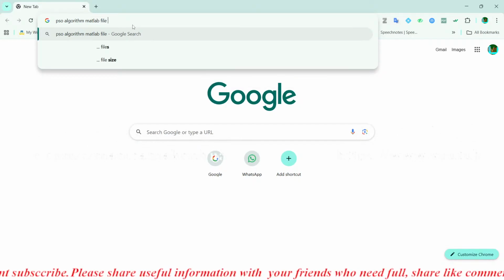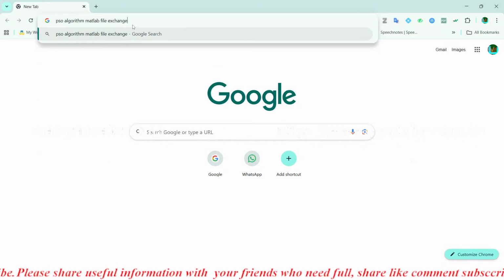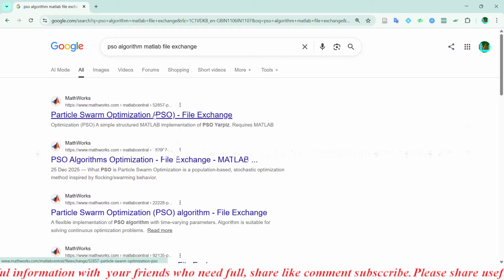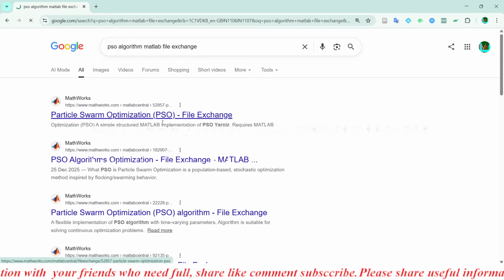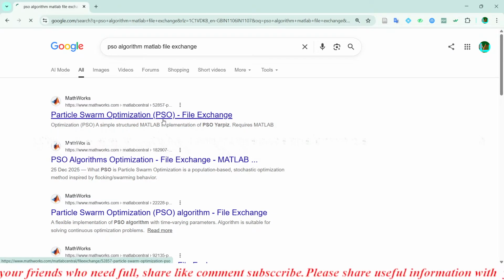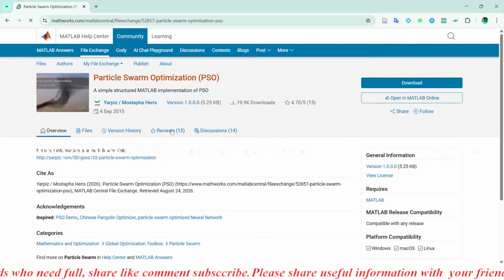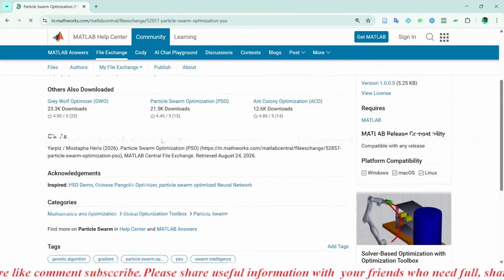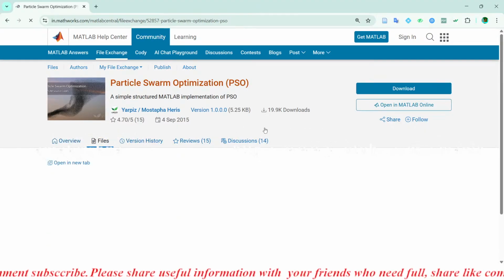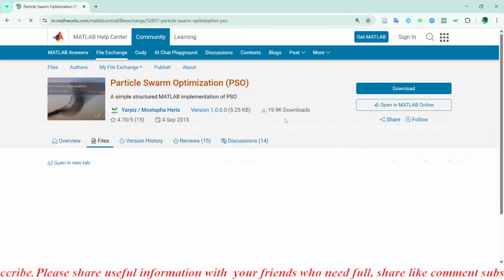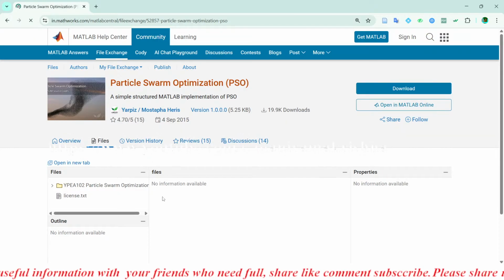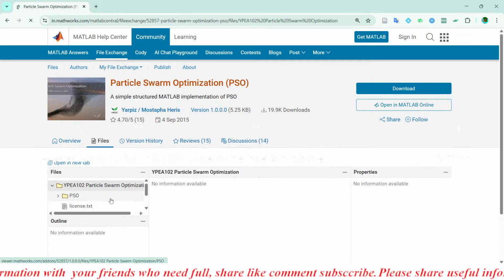Okay, so you need to download the MATLAB file. Like this, here there is the particle swarm optimization algorithm. So it will come like this. In this way, here is the particle swarm optimization code. So you can see the code here. So go to files. Whatever files are there, you can see here.